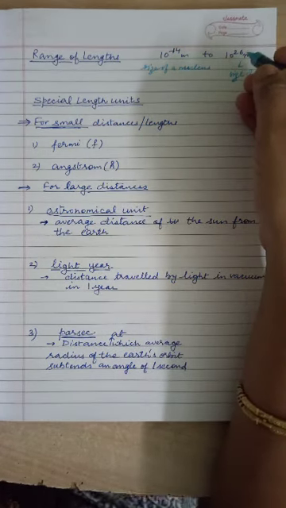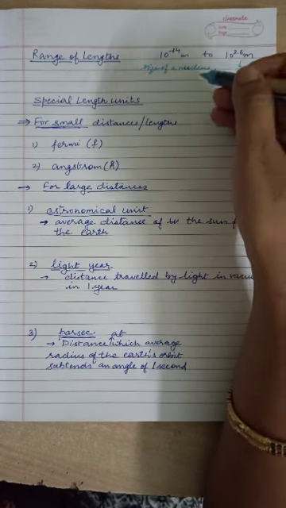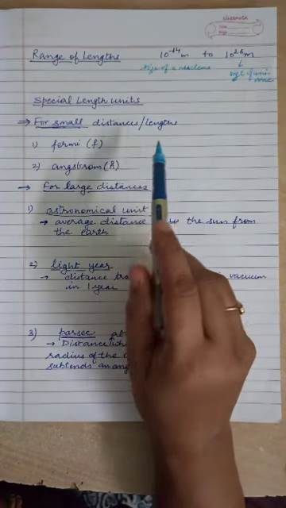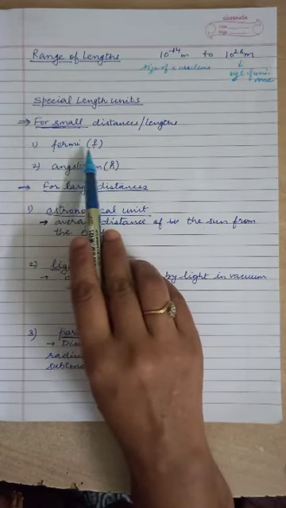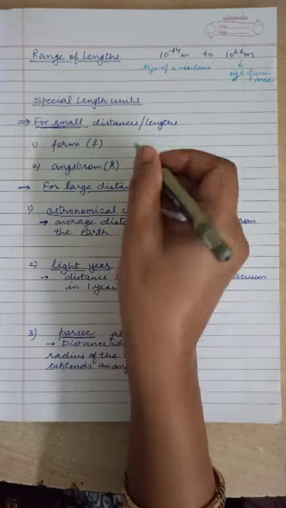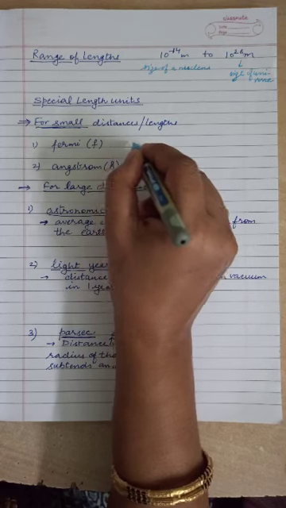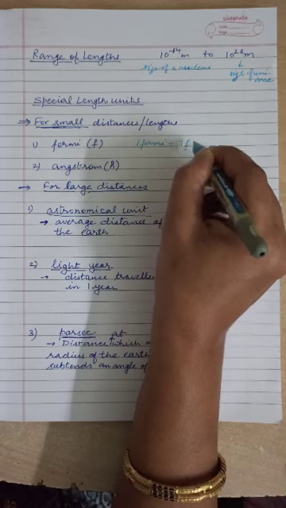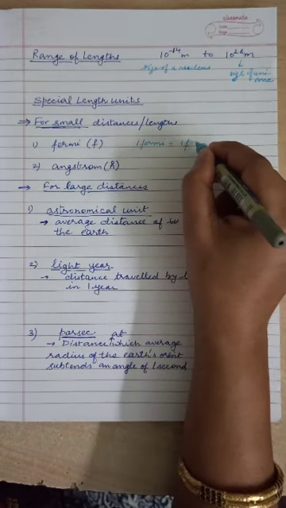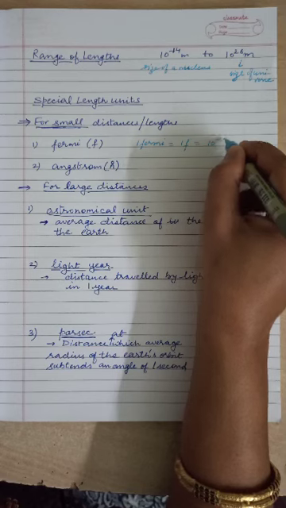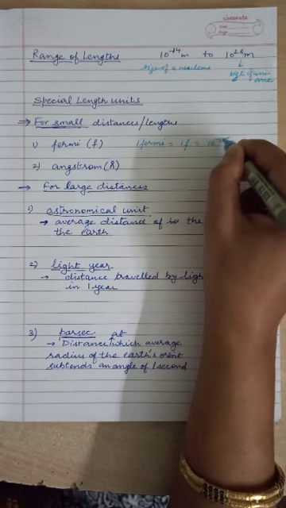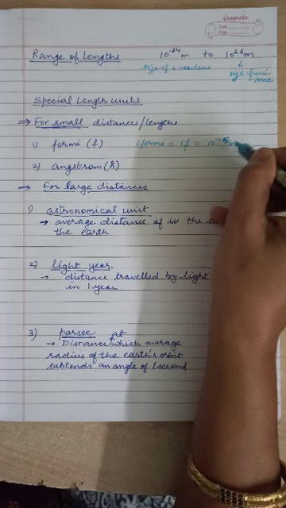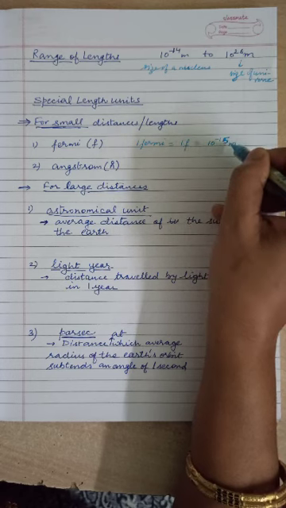For very small lengths or for very large lengths, we have some special units of length, and we'll discuss some of them. For small distances, for example, we sometimes use Fermi to measure very small lengths, and it's represented by small f. 1 Fermi, which can also be written as 1 f, because f is the abbreviation for Fermi. In SI units, its value is 10 raised to the power minus 15 meters. It's also the femtometer, 10 raised to the power minus 15 is femto. So 1 Fermi is 1 femtometer.